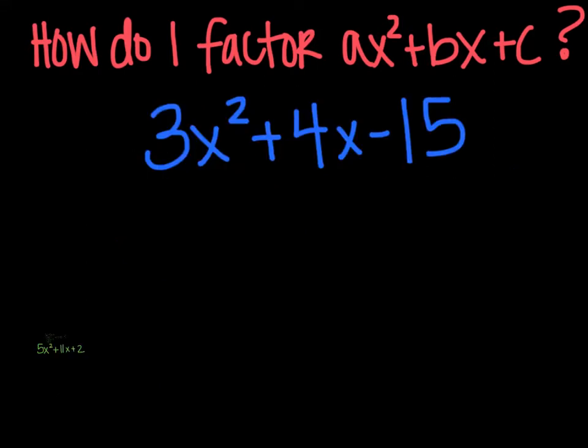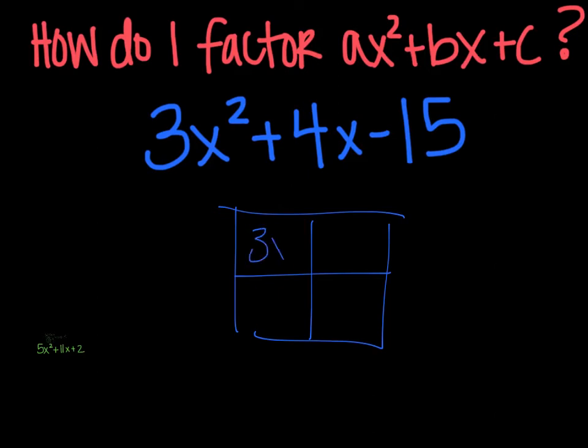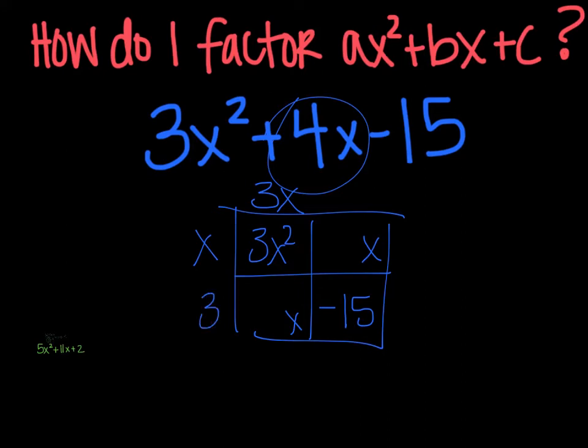Alright, 3x² plus 4x minus 15 is the next one. Again, draw your box. We have 3x² on the inside and negative 15, and then we need to add up to a positive 4x there. Again, 3x is prime, so that one gets a little bit easier to do. Negative 15 could be 3 and 5, it could be 1 and 15, you just kind of have to figure it out. Let's go with 3 and 5 here.